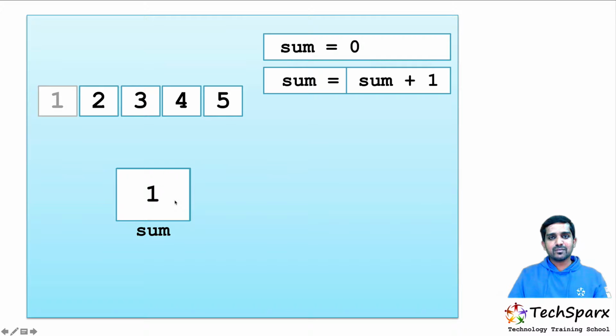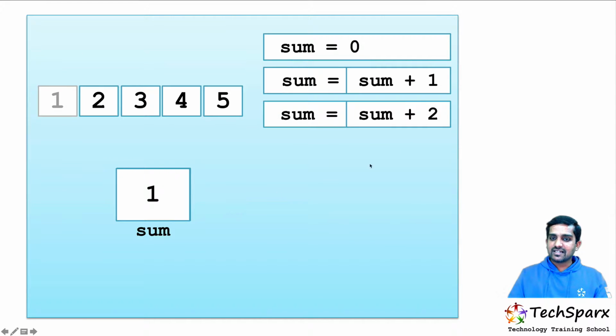Similarly, take the second bucket which has 2 liters of water and add it into the existing sum. What is the existing sum? It is the previous value. The previous sum was 1. 1 plus 2 gives me 3, and that 3 liters should be assigned to some variable. If you don't assign it to some variable, the value of sum still remains as 1. Please note this point. So now I am assigning it to sum, that is nothing but 2 liters of water is poured into sum. Now sum is 3, that is nothing but 3 liters of water.